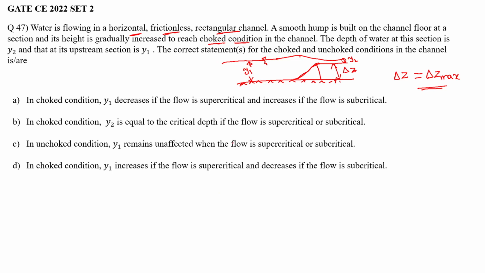So this is a scenario. Now just guess: what options are correct here? The first option is: in a choked condition, y1 decreases if the flow is supercritical and increases if the flow is subcritical. Okay, let me tell you what choked flow is.